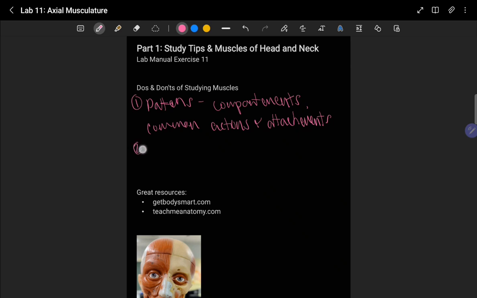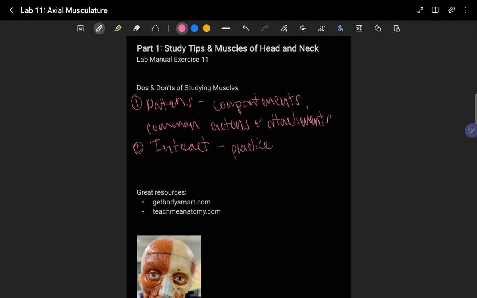Another thing you want to do is interact. And this could look like just getting really hands-on with the models in class, taking photos, potentially downloading these images from your modules of the muscle models. And then you can also practice actions on yourself.